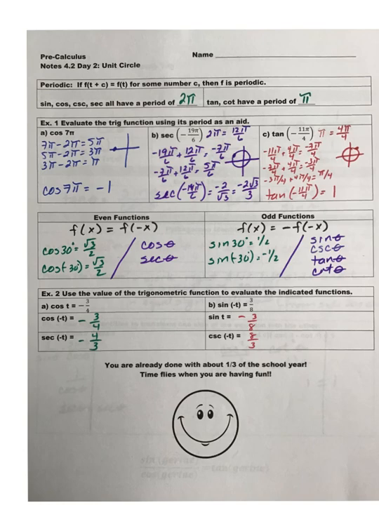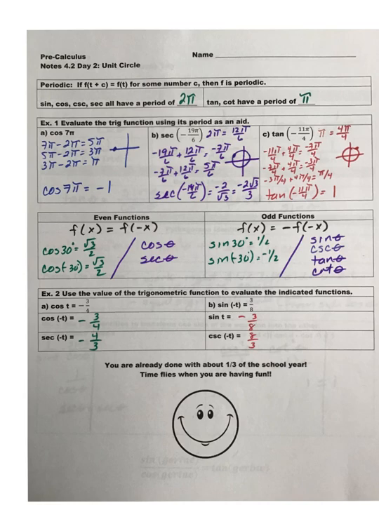We are looking at the unit circle day 2. So our first concept here is the fact that these are called periodic functions. If f of t and f of t plus c are the same for some number c, then it's called periodic. And when we're dealing with the unit circle, this deals with the fact that we have lots of angles that are coterminal.